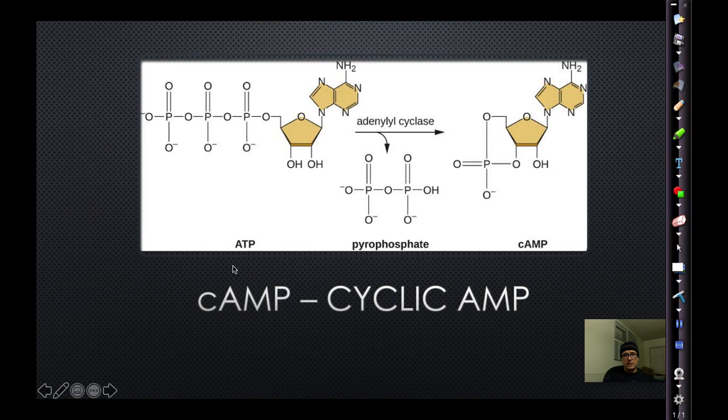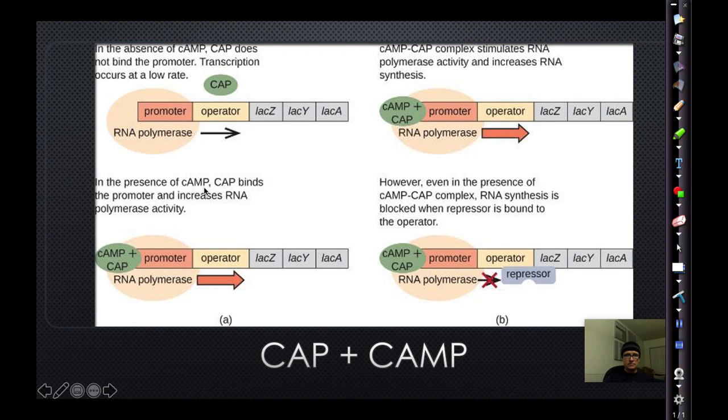Now, cyclic AMP is made by taking ATP and cyclizing it to make cyclic AMP. The reason why you make cyclic AMP is because there are low levels of ATP, which means there are low levels of glucose because you are not doing glycolysis. So remember, cyclic AMP means low levels of glucose.